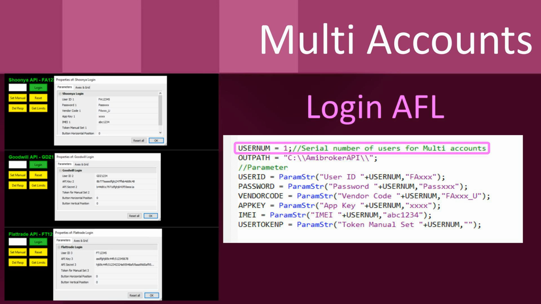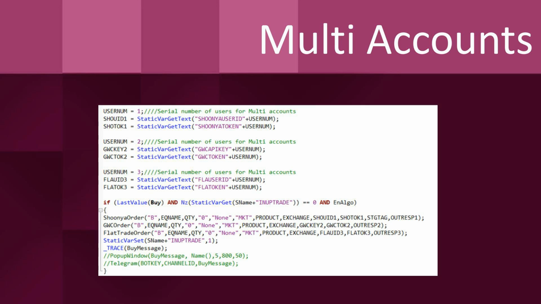For multiple accounts across different brokers, make a copy of the login AFL for each respective broker. Assign a serial number to each user account and enter this number in the username value. Apply each AFL individually and log in. In the order placing AFL, include all the user credentials required to place orders, along with their corresponding serial numbers. Then, in the order placement code, incorporate the logic to place orders for each user one by one. For managing multiple accounts, I recommend using third-party bridges.